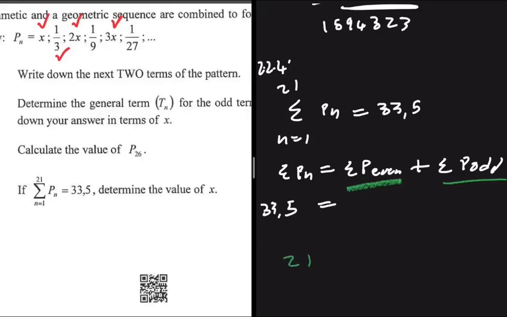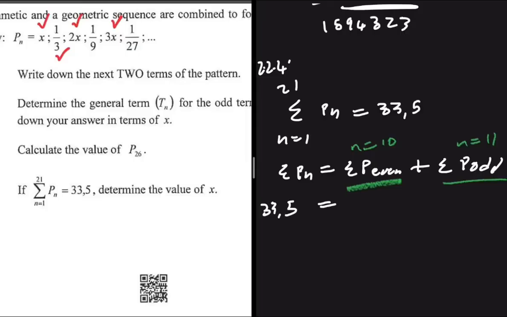So in 21 terms, 10 terms will be even and 11 terms will be odd. The value of n here will be equal to 10 and the value of n here will be equal to 11, to ultimately give us 21, right? So let's just keep that in mind.